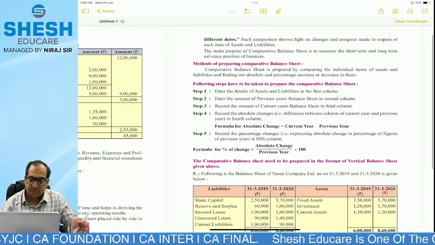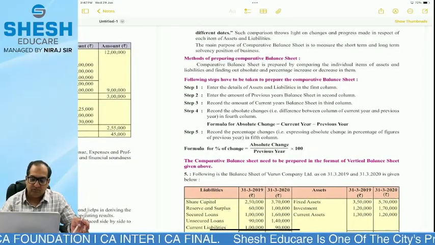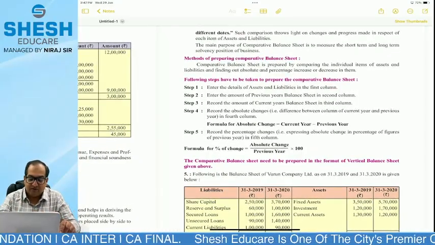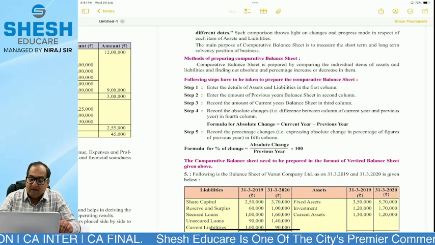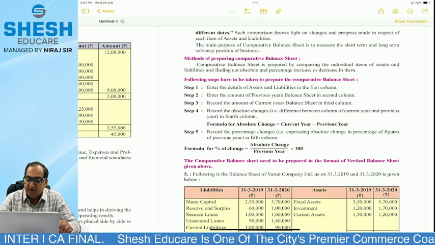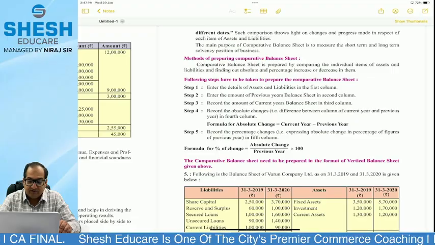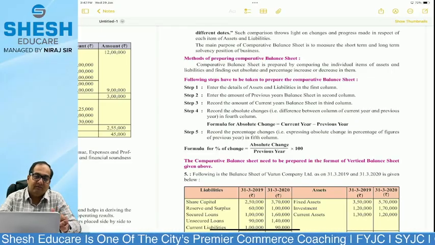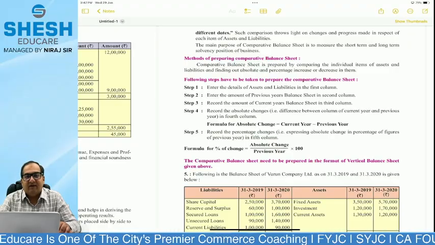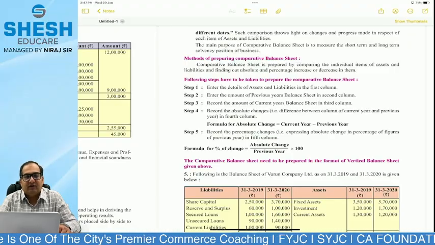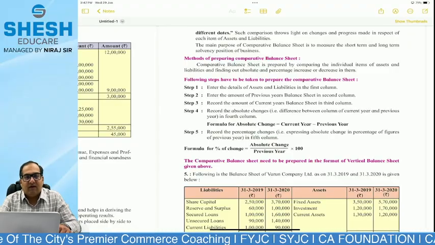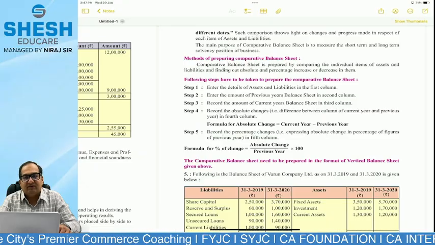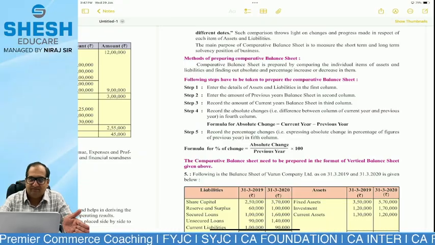Now, methods for preparing comparative balance sheet. A comparative balance sheet is prepared by comparing the individual items of assets and liabilities and finding out absolute and percentage increase or decrease in them. See, 5 lakhs becoming 5 lakh 50 thousand, the absolute increase is 50,000. But if I want to know the percentage, that is only a 10% increase as compared to last year.